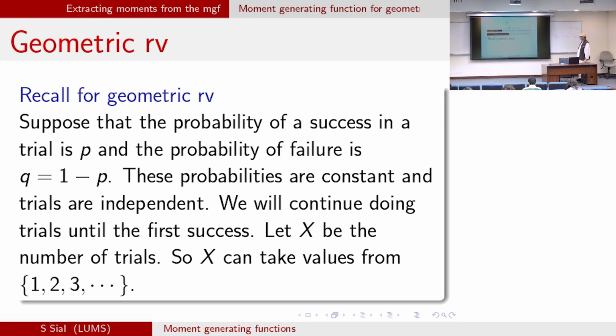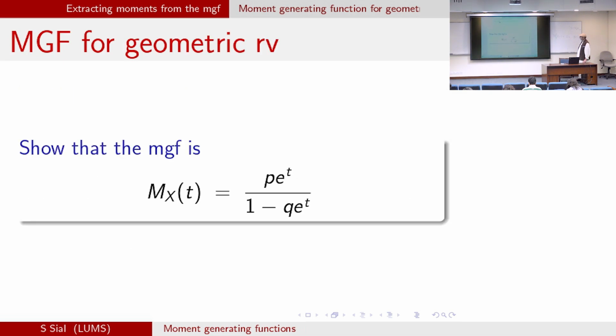For the geometric random variable, this is the MGF. If you were working with some random variable and it turned out that this is what its MGF was, you would say, okay, that random variable must be the geometric random variable with this parameter p.